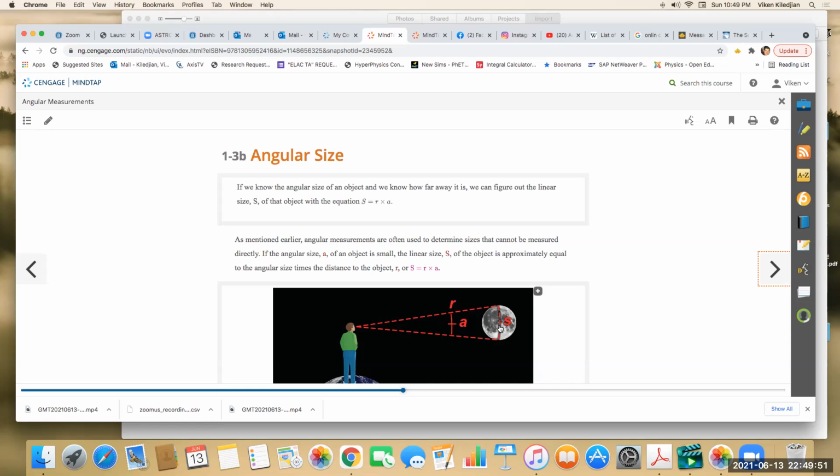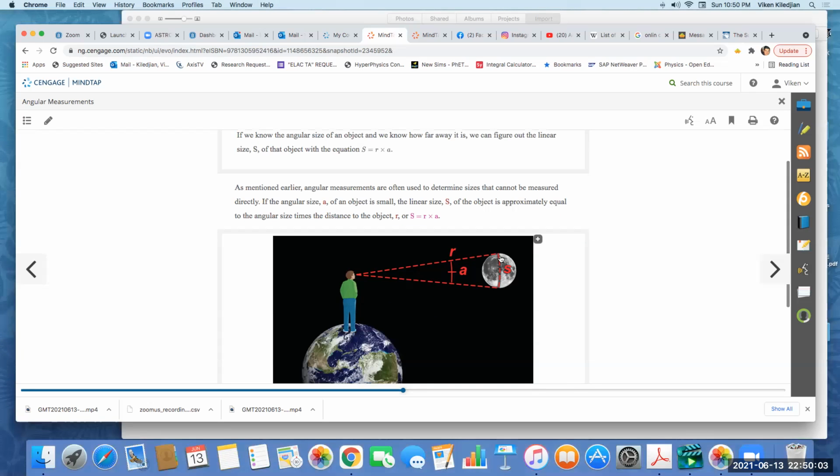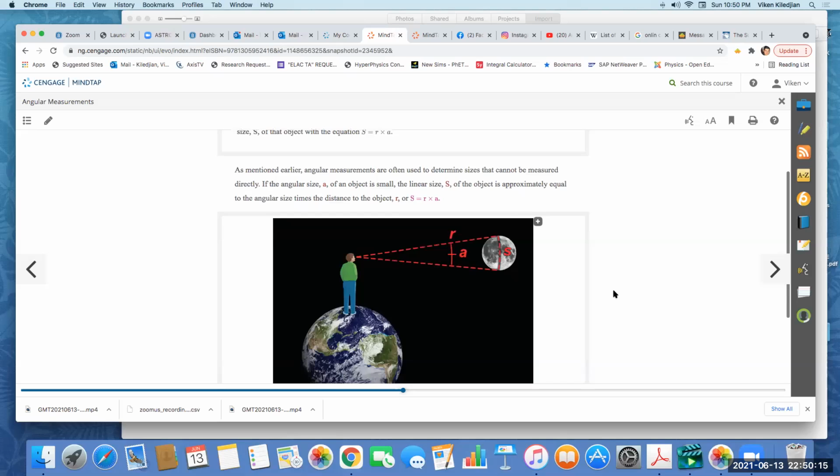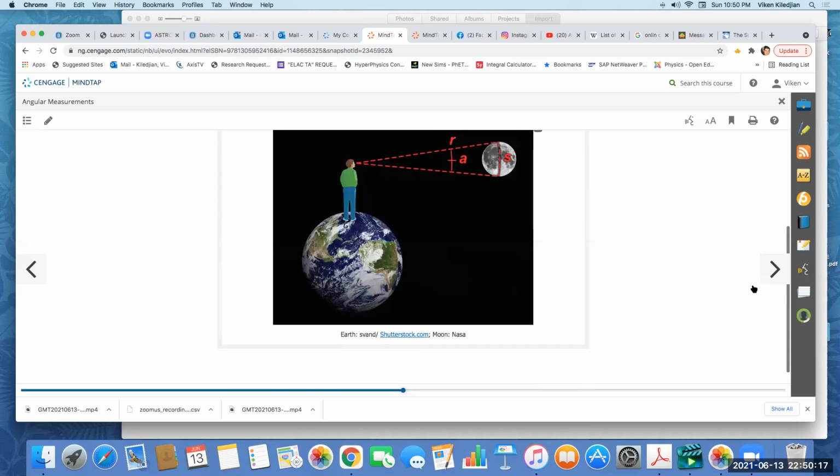S is the diameter. So it says, as mentioned earlier, angular measurements are often used to determine sizes that cannot be measured directly. So we can determine the size of the moon as long as we had a technique to determine the distance to the moon. We can determine the size of the moon if we knew the angular diameter of the moon, you see? Okay, then we go to the next one.